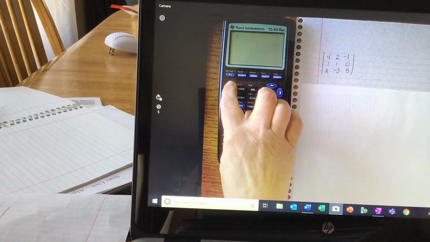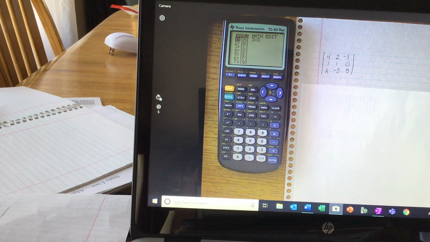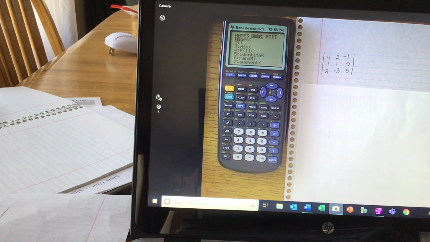And let's go back into matrix. So second, x to the negative 1. And we want to do math on it. So over to math. And you see the first one says determinant. So you would hit enter. And then in the parentheses you have to put what matrix. So we had put it in matrix A.